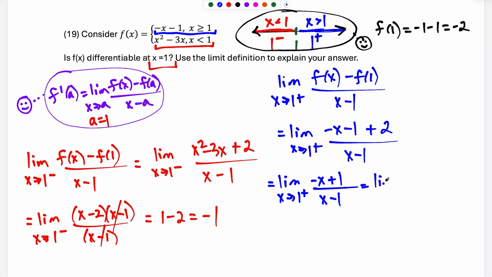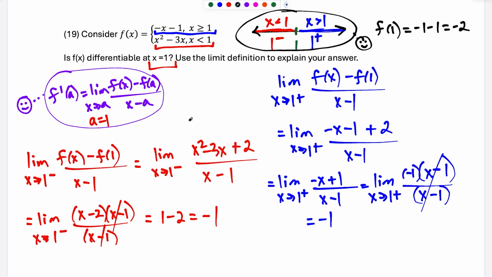And now I just have to do a little bit of algebra. So what I'm going to do on top is take out a negative 1 factor, and we have x minus 1 left on the inside. You could even see if I distribute that negative 1, it brings us right back. And then over x minus 1. And now these factors cancel out nicely, and the limit equals negative 1.